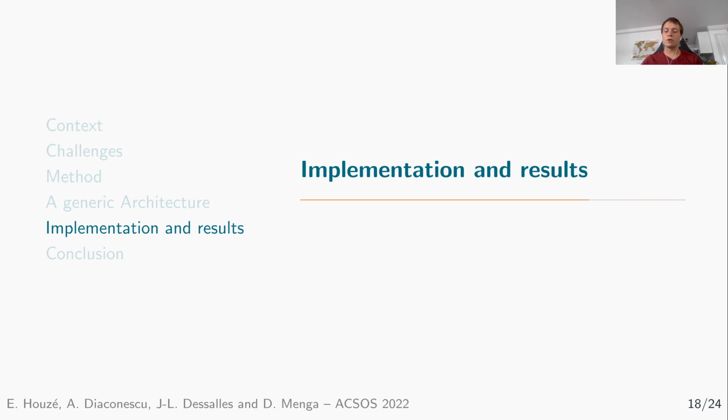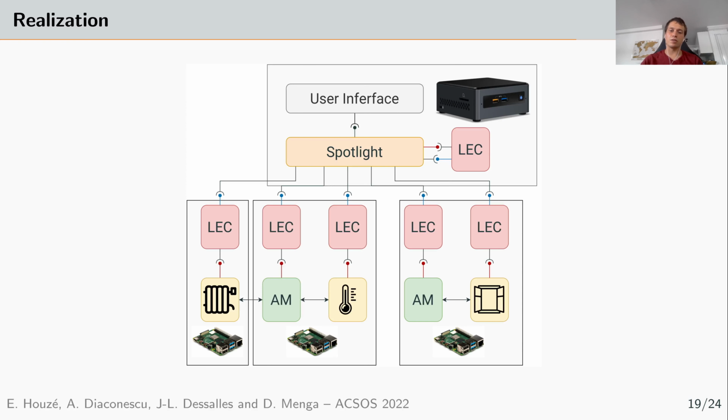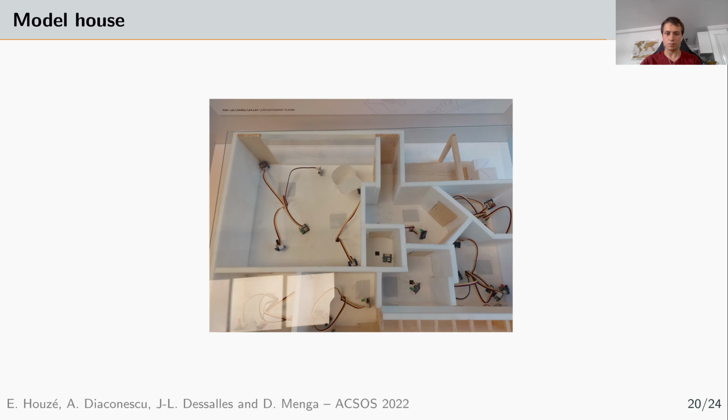So to see if our architecture can be implemented in practice, we developed a proof of concept demonstrator that is based on a model house. So the realization looks like this. We have a central unit which hosts the spotlight and different utilities, and we have different Raspberry Pis which simulate the different embedded components and host the different local explainable components. The result looks like this. We have a model house with different devices, and these devices are connected to Raspberry Pis that are located beneath the floor of the model house.